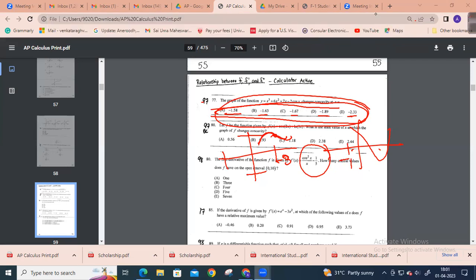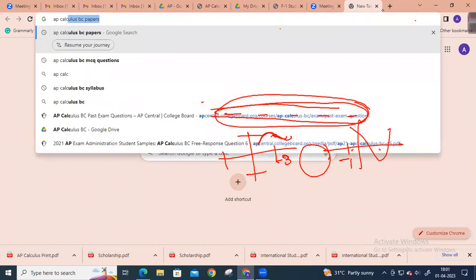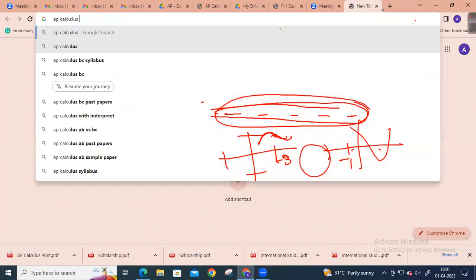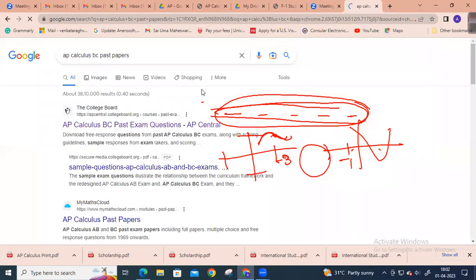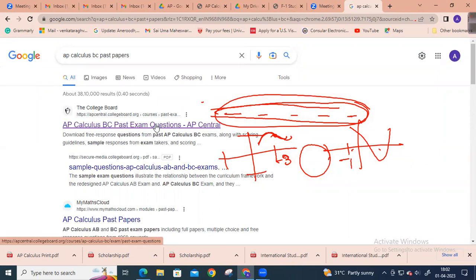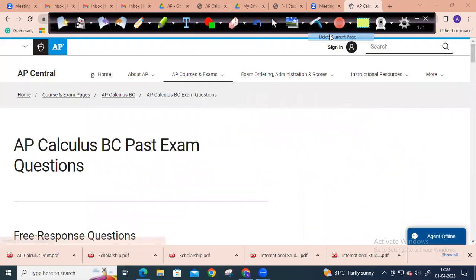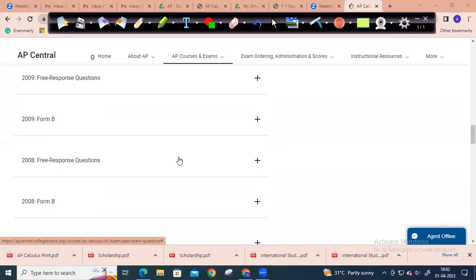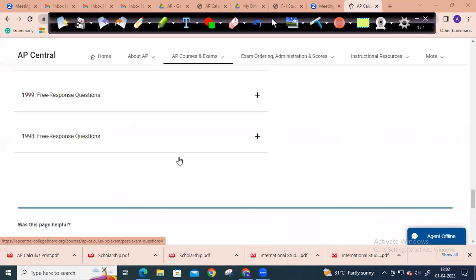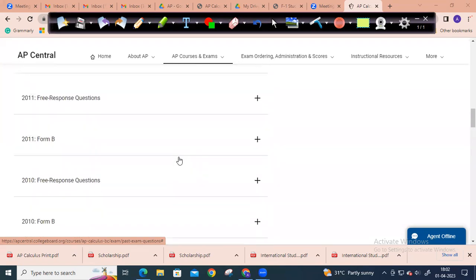And second, I'll tell you some most important work. The important work that I would like to give you is AP Calculus past papers. We know 50% is multiple choice questions and 50% is subjective. If you get 70% marks, you'll get 5 out of 5. No need to get even 100%. And for free response questions, they have almost the last 23 to 25 years of papers available.